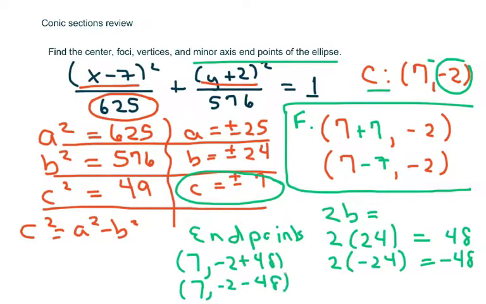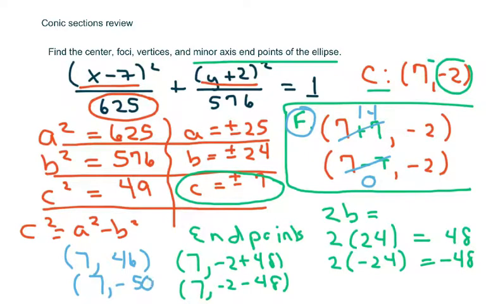All right, and then as usual, you probably want to straighten this up. I'm going to go back to the foci. 7 plus 7 would just be what? 14. And 7 minus 7 would be 0 here. And then for the endpoints, I'll just rewrite them. That'd be 7, 46 and 7, negative 50. Okay? And that would be your endpoints.